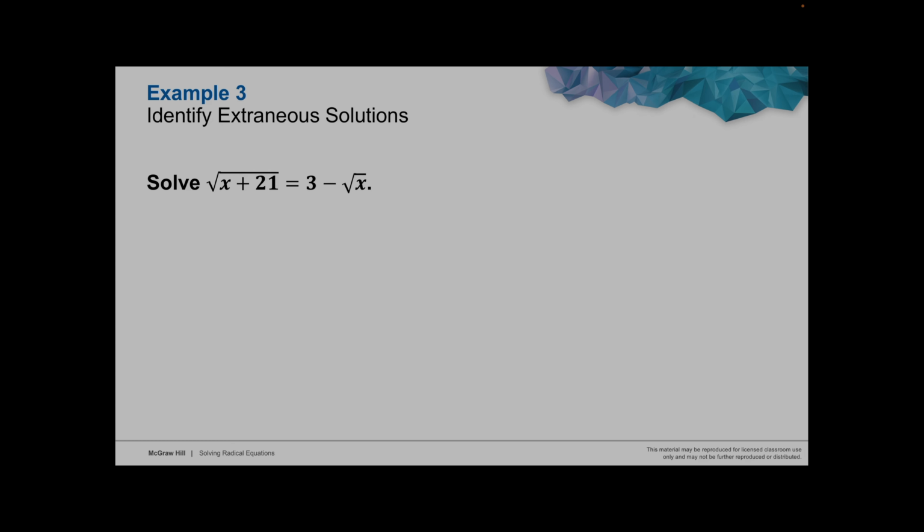Can you really isolate a radical? No. No, you can't really isolate the radical. You've got the square root of x plus 21 on one side, and you've got this on the other. Could you put this radical on this side? Sure, you could. But it might create some issues. So let's square both sides. See what happens if we square both sides. So let's do that first.